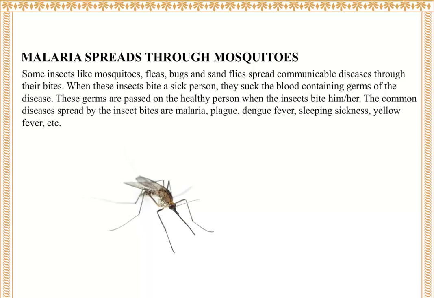Malaria spreads through mosquitoes. Some insects like mosquitoes, fleas, bugs, and sandflies spread communicable diseases through their bites. When these insects bite a sick person, they suck the blood containing germs of the diseased. These germs are passed on to the healthy person when the insects bite him or her. The common diseases spread by insect bites are malaria, plague, dengue fever, sleeping sickness, yellow fever, etc.